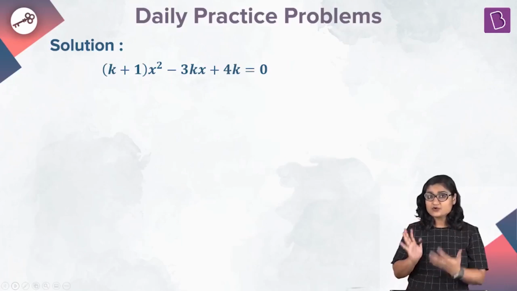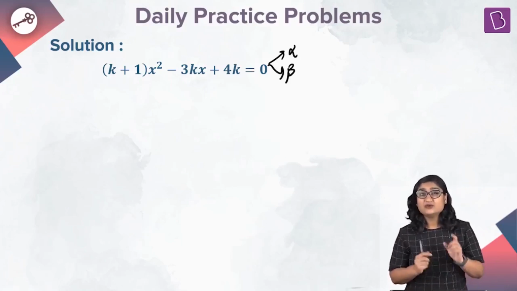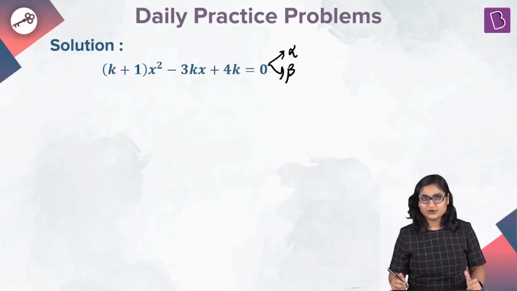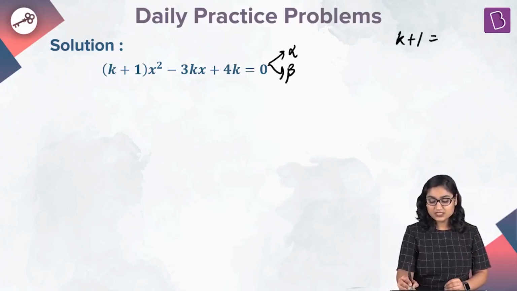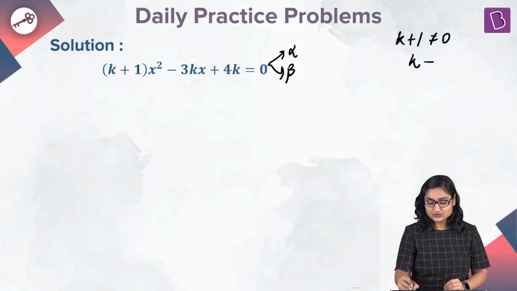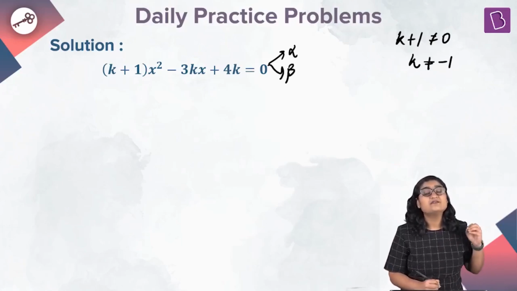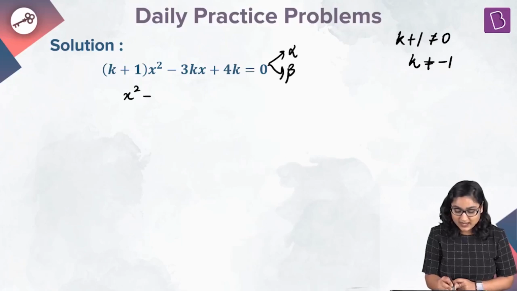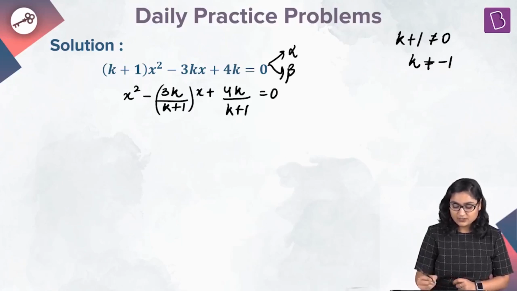So if I assume that this quadratic equation has two roots, alpha and beta, then I have to find out the range of k for which both alpha and beta are greater than 1. All right. Now for this quadratic equation to be defined, k plus 1 should not be equal to 0, or we can say that k should not be equal to minus 1. If k is not equal to minus 1, we can divide this complete equation with k plus 1. What we'll get is x square minus 3k divided by k plus 1 times x plus 4k divided by k plus 1 equal to 0.